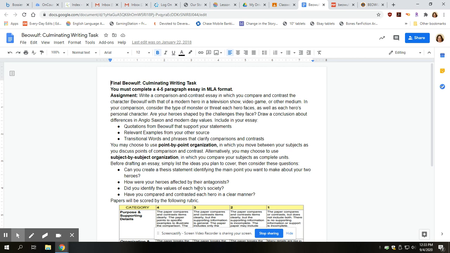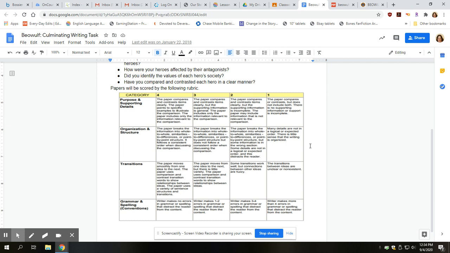How were your heroes affected by their antagonist? The antagonist is whatever your hero is fighting against. Did you identify the values of each hero's society, like it talks about up here in the assignment? And have you compared and contrasted each hero in a clear manner where it's understandable to the reader? And then down at the bottom, I do have a rubric that kind of tells you how this is going to be graded, so you're able to follow that.